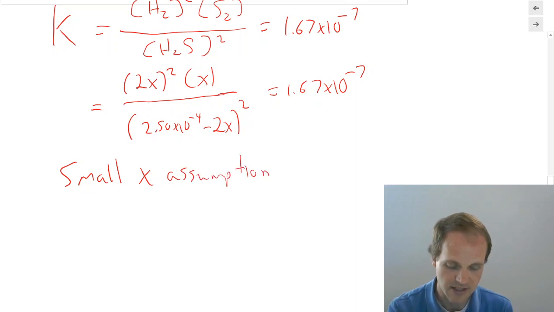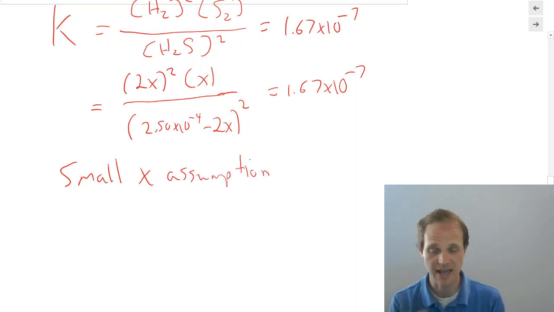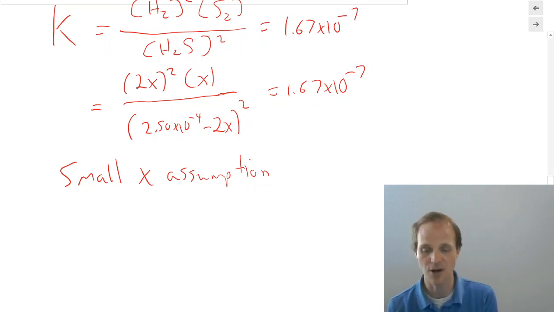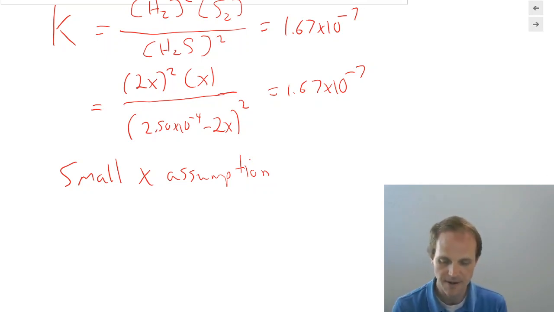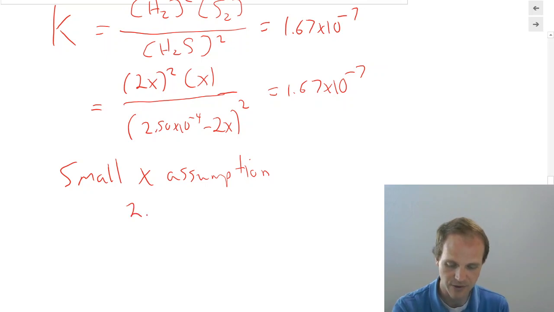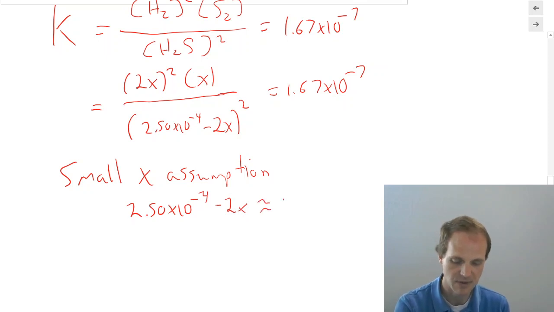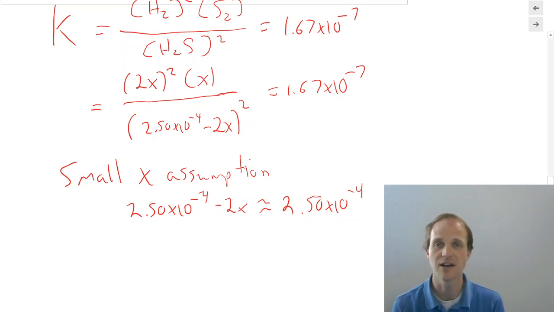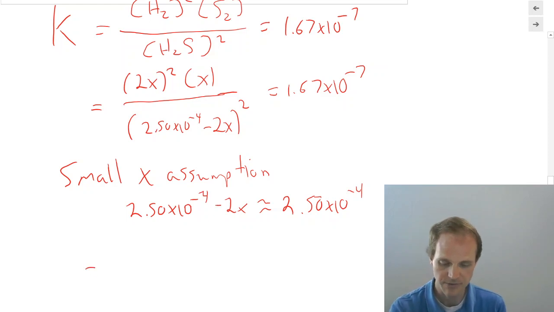And then again, it's a good idea to write that on your papers when you're doing it. Hey, I'm actually making the small x assumption. I know that's what I'm doing, so I write that down. And what is that? It's that 2.50 times 10 to the minus 4th minus 2x, because x is small, we expect x to be small, is 2.50 times 10 to the minus 4th. They'll be approximately equal whether or not we include the x value or not, which simplifies our K expression.